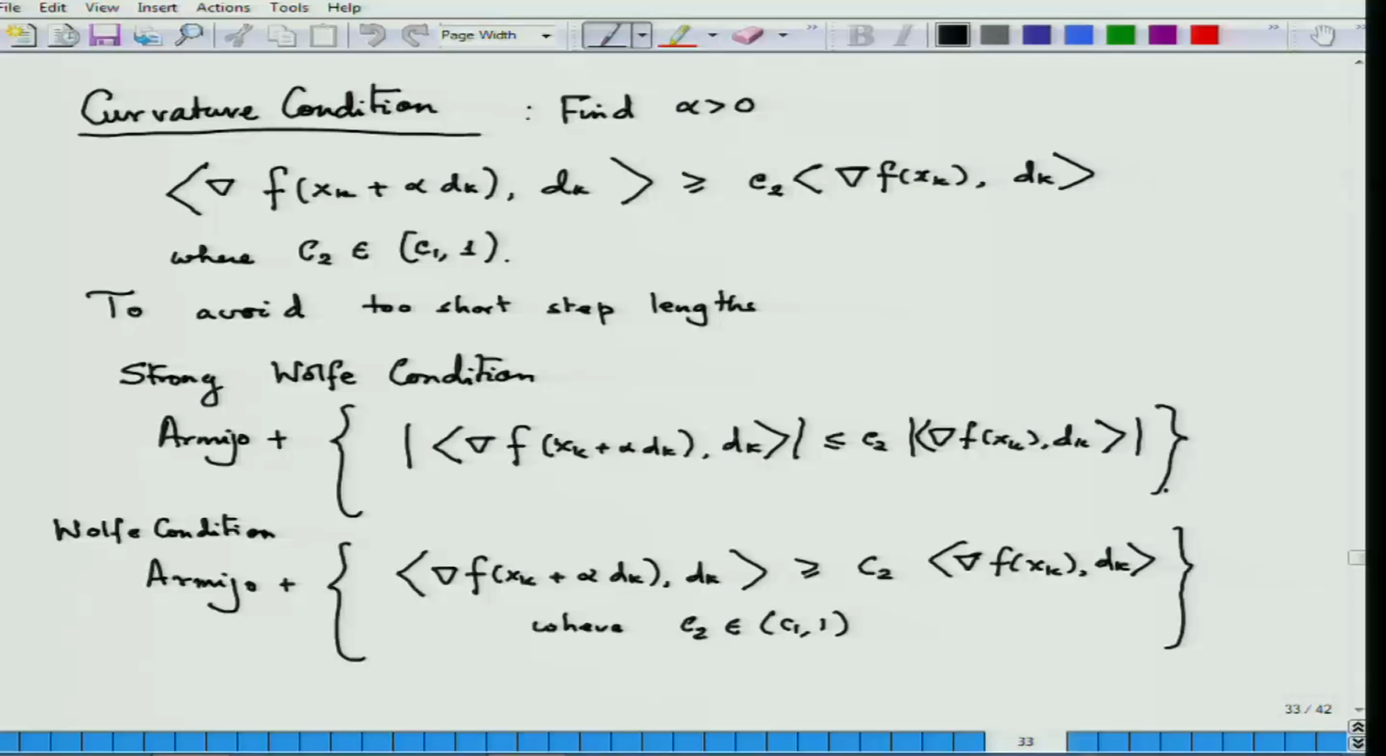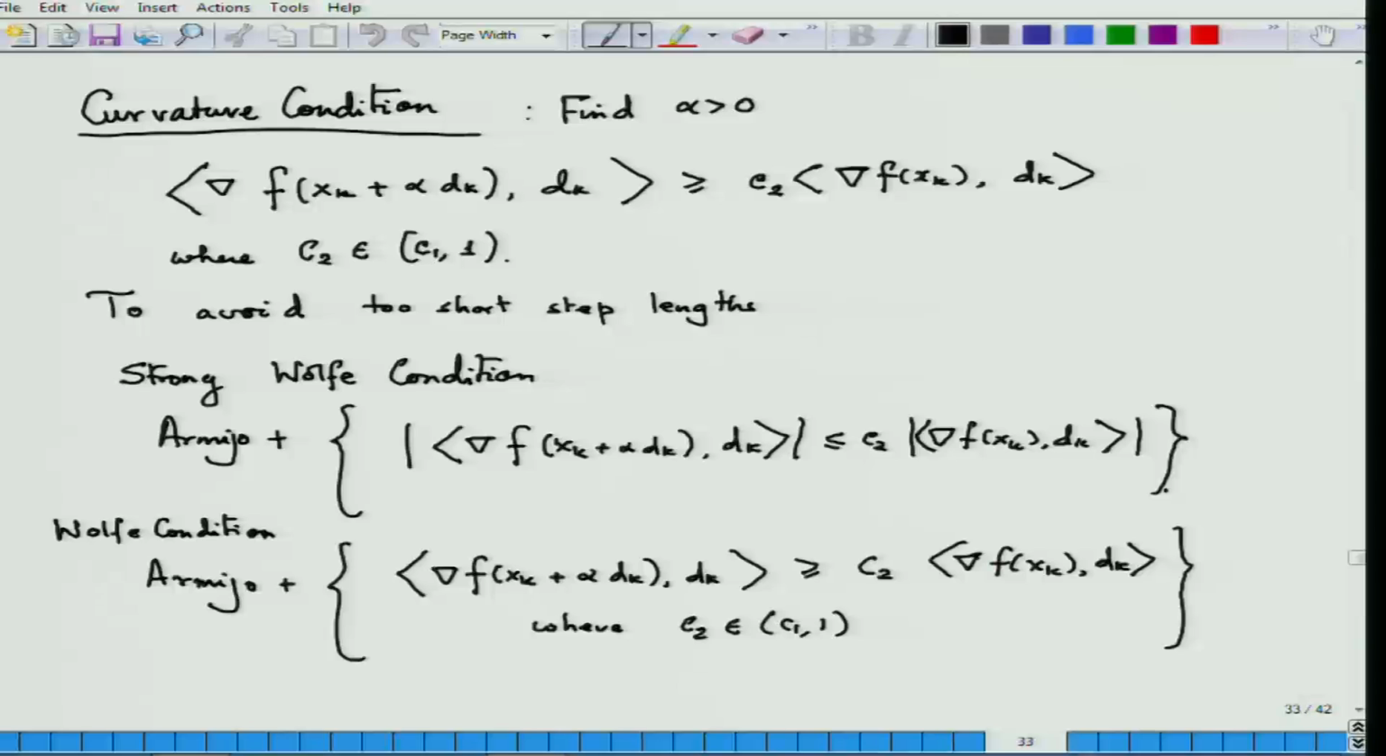Yesterday we were speaking about the Armijo condition plus this additional curvature condition here, which combined with this Armijo is called the Wolfe condition. Now it is very important that we have a much better geometric understanding of this Wolfe condition, and how it avoids this short step length. And once that is done, we will show the existence of an alpha which will satisfy the Wolfe condition.